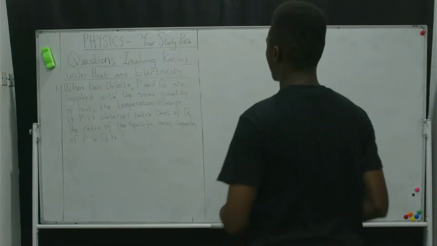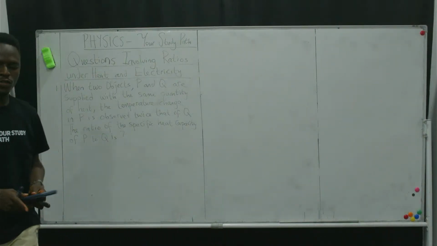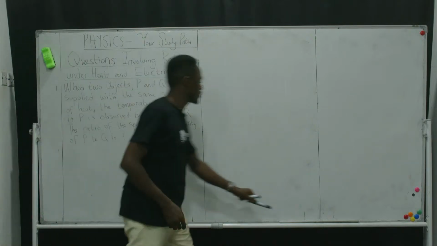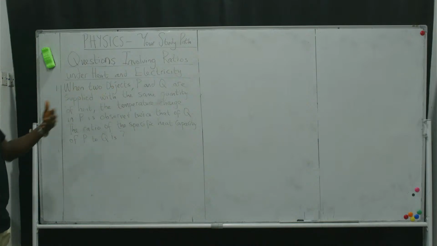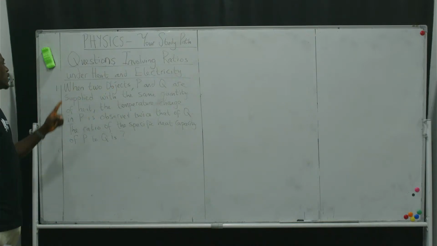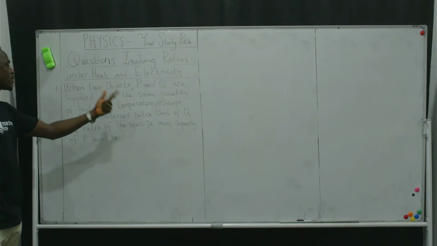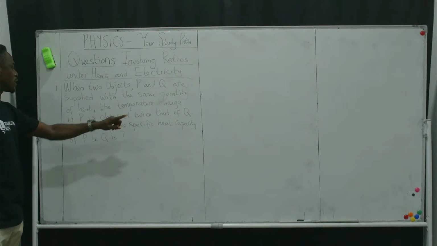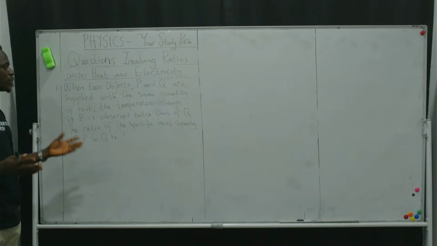All right. You can ponder on it to see if it's something you can easily attempt. When two objects, P and Q, are supplied with the same quantity of heat, note that the temperature change in P is observed twice that of Q. Then we are told that the ratio of the specific heat capacity of P to Q is what value? What ratio are you going to have?